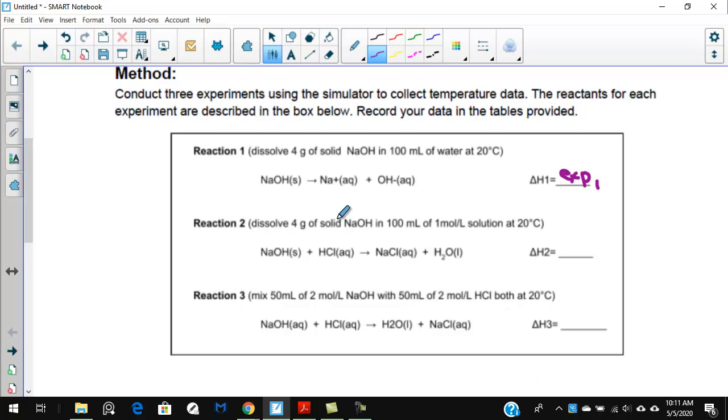Then there would be another reaction where we take the dissolved NaOH and we put it in a 1 mole per liter solution of hydrochloric acid. And I see, down here, NaOH plus HCl. And then we get a second enthalpy, which we would call an experimental enthalpy, number 2. And then last, you would do some NaOH and HCl, and you would mix those two together and come up with a third experimental value, experiment 3.